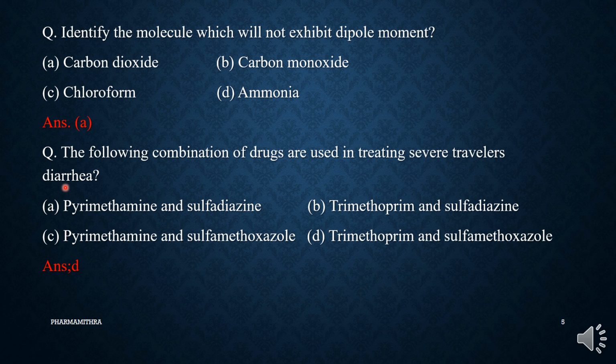Next question, the following combination of drugs is used in treating severe traveler's diarrhea. This is a direct question and we will study this from the pharmacology part. The correct answer is trimethoprim and sulfamethoxazole. In addition to treating severe traveler's diarrhea, this combination is used in UTI, ear infection, etc. So the correct answer is option D.